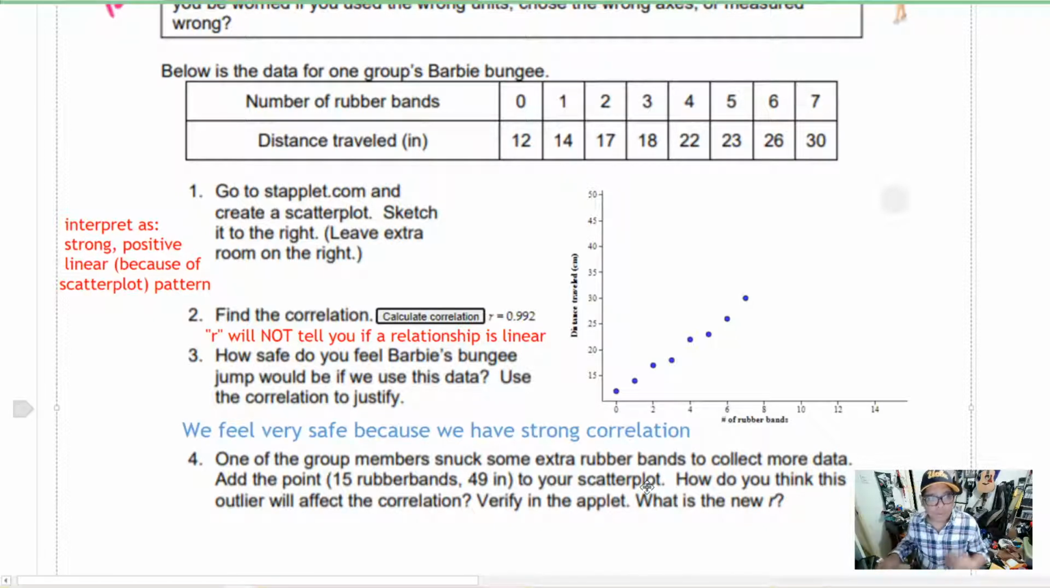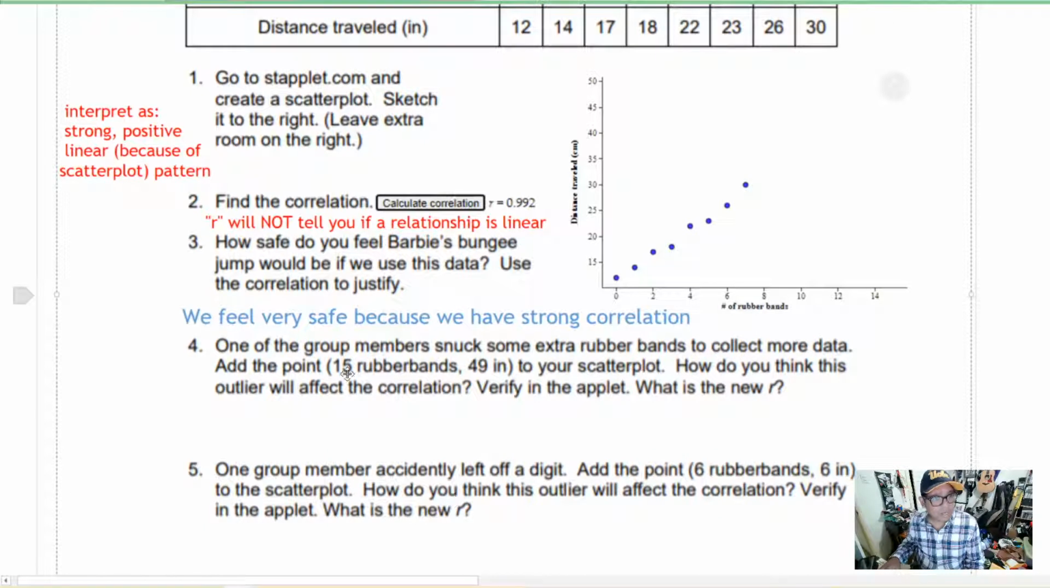I hope you would respond with something like, we feel very safe because we have strong correlation. There is a strong correlation between the distance traveled and the number of rubber bands. So that means that whatever the linear relationship is, we think it's going to have very strong predictive patterns. Let's look at question 4 here.